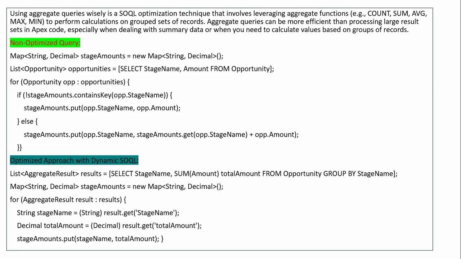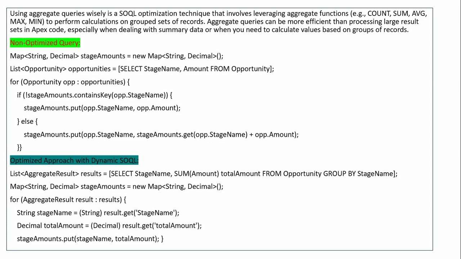Considerations. Data volume. While aggregate queries are efficient, consider the volume of data you're working with. Extremely large datasets might still require careful consideration and testing. Query complexity. Complex aggregate queries with multiple functions and grouping can become hard to read and maintain. Strike a balance between simplicity and functionality. Governor limits. Be aware of governor limits related to aggregate queries, such as the number of rows returned and the number of groupings.